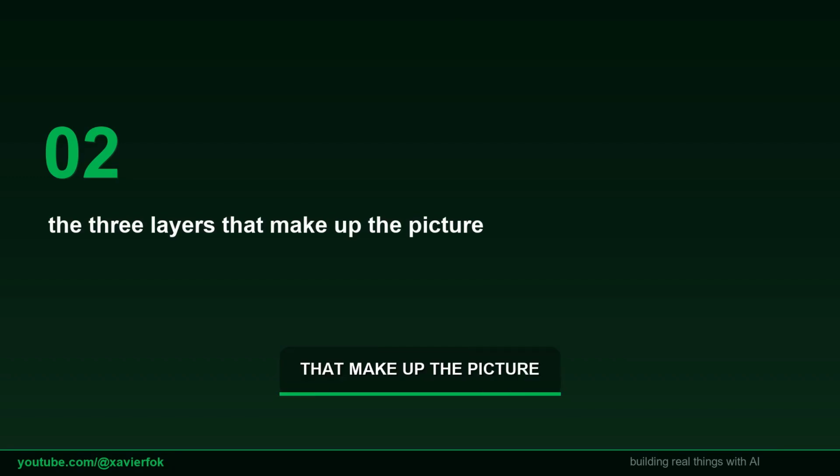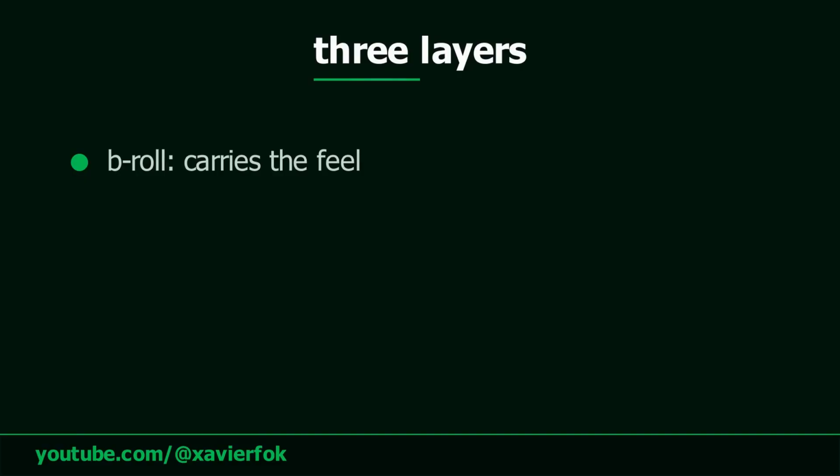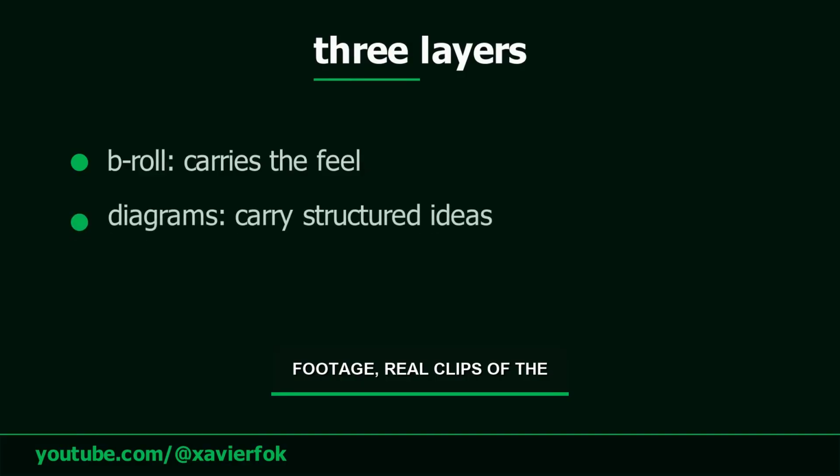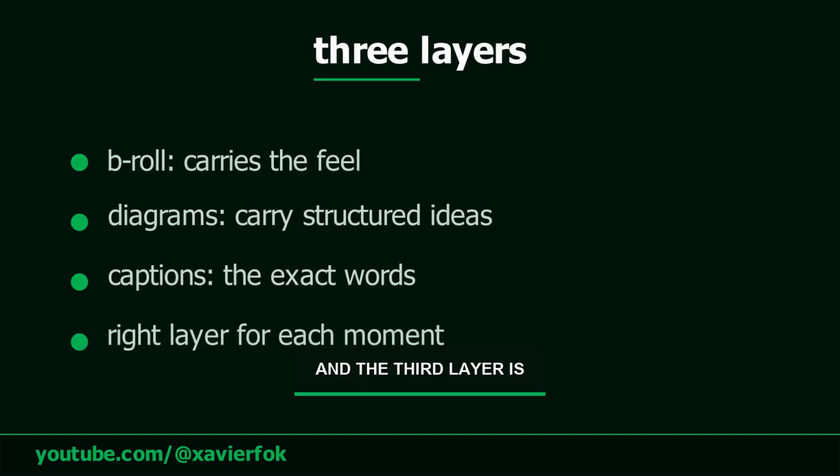See rays that make up the picture, so what is actually on screen at any moment? It comes down to three layers working together. The first layer is B-roll, which is just stock footage, real clips of the world that illustrate what I am talking about. The second layer is diagrams, little animated charts and flows and comparisons that the system draws on the fly to explain structure.